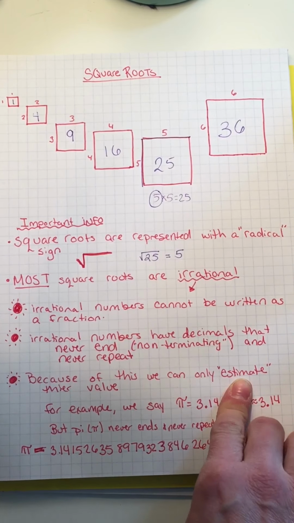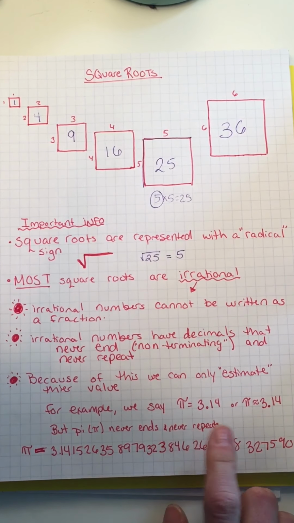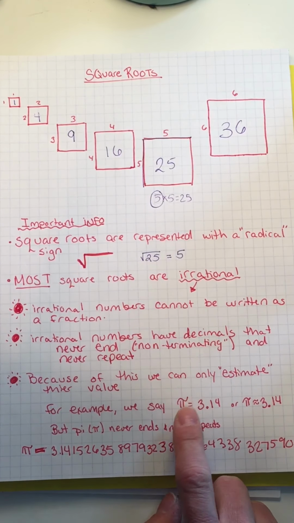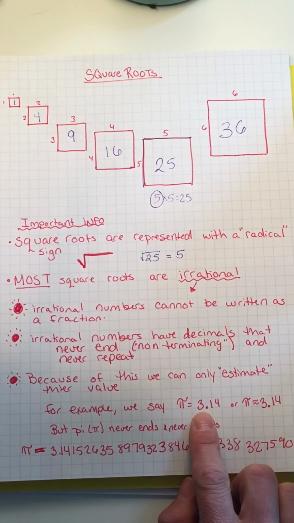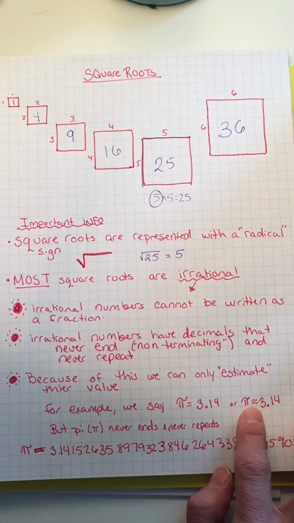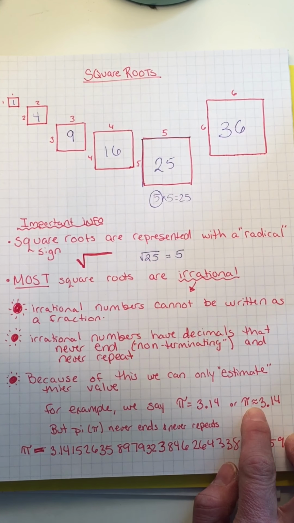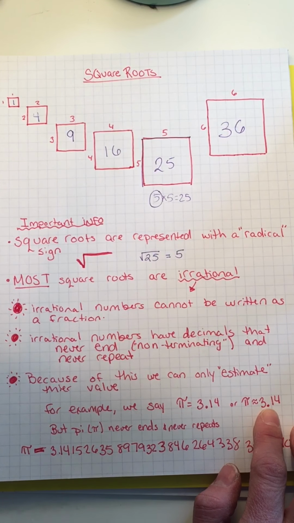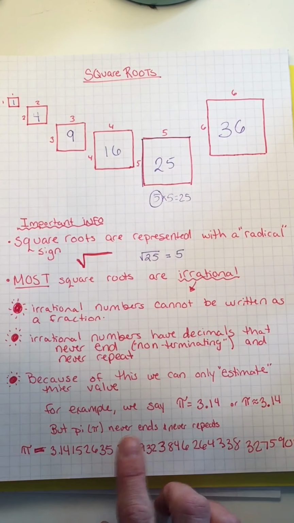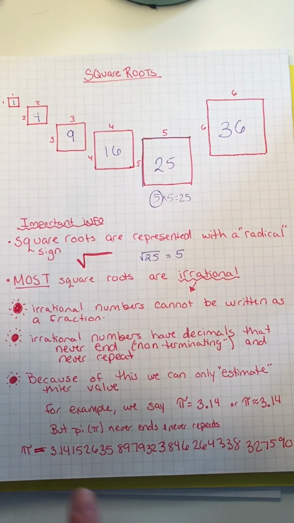So in 7th grade, we learned about a special number, the first irrational number that we learned about, pi. And we say pi is equal to 3.14, or a more accurate way of saying it is that pi is, and these little squiggly lines mean, approximately equal to 3.14. It's not really 3.14. Because pi never actually ends and it never actually repeats.